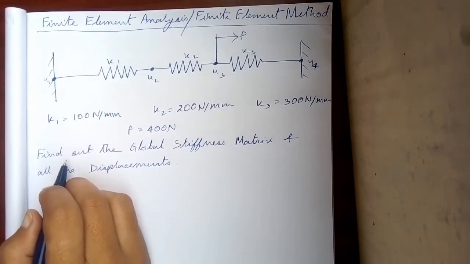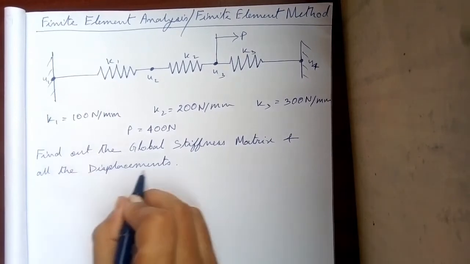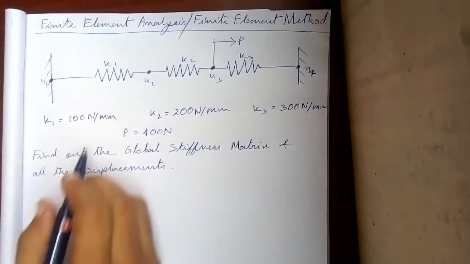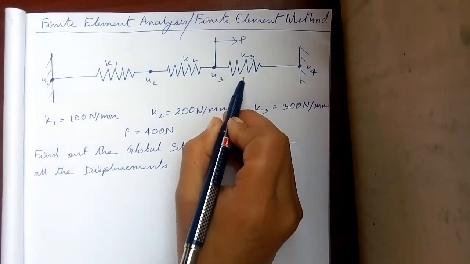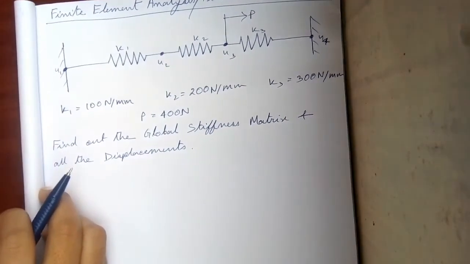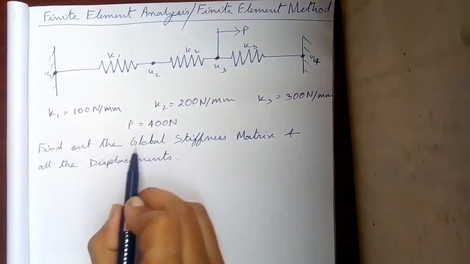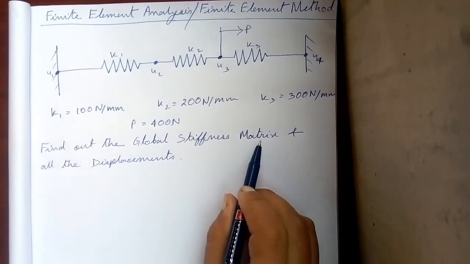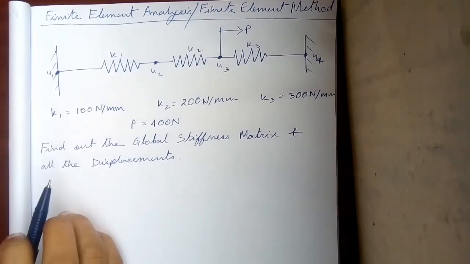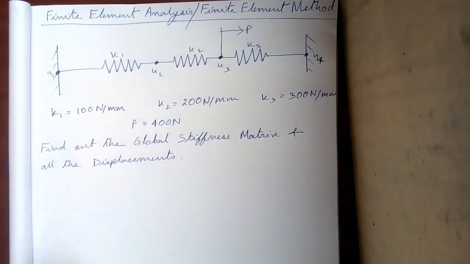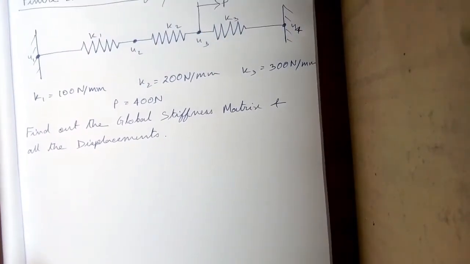We need to find out the global stiffness matrix. For that, first we have to find out the local stiffness matrix for all the elements or springs K1, K2 and K3. Global stiffness matrix is nothing but the combination of local stiffness matrices of all the elements. So let's start the solution.